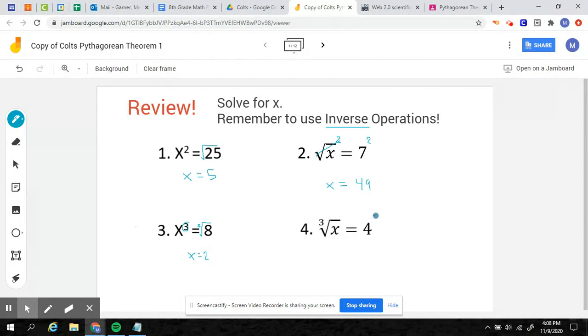And then our last one is the cube root of x equals 4. So the opposite of this is to take the cube. So 4 to the third power, x equals 64.